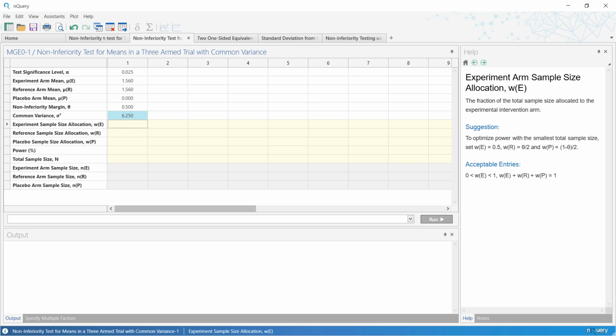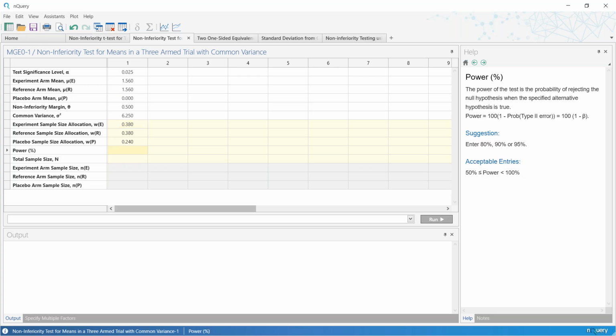And then we get into the allocation ratio. They don't actually provide it directly in the paper, but we can infer it from the numbers that they gave. We know what the calculations gave them at the end, and we know that basically they had ratios of 0.38 and 0.38 in the experimental and reference arms, so there'll be equal sample size in these two arms, and then 0.24 in the placebo arm. So the placebo arm is smaller than these other arms by about two-thirds.